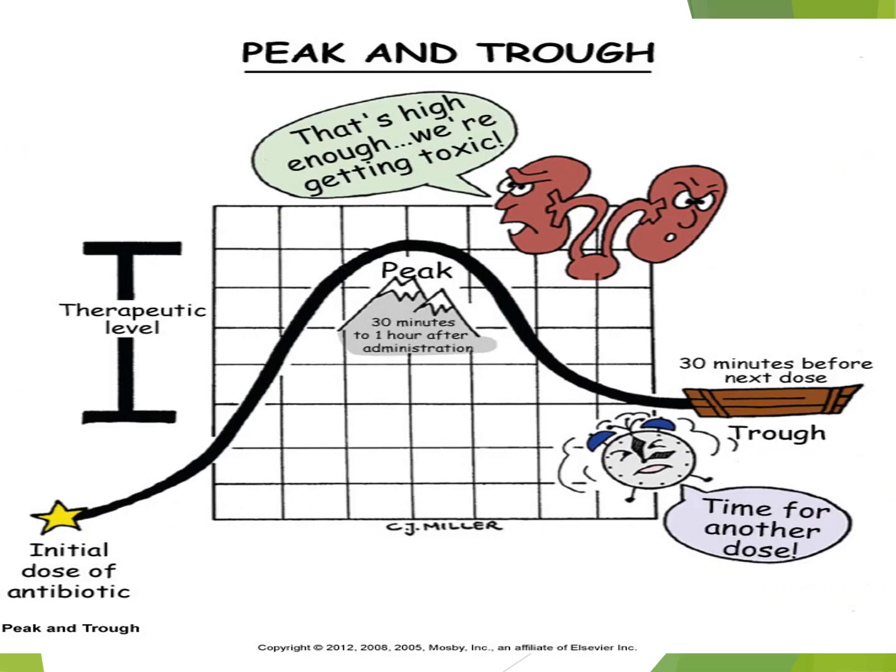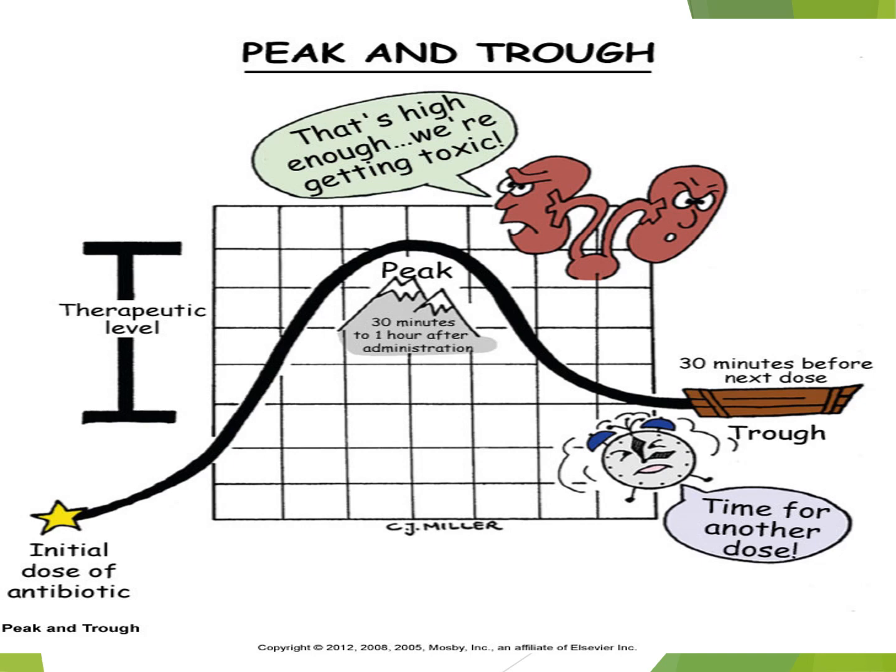Visualization of the peak and the trough, right? So again, we have that therapeutic level that we want to maintain with that initial dose of antibiotic. It's going to go to the peak. So the peak is 30 minutes to an hour after the administration. So we're looking at that therapeutic level. So that's high enough. We're getting close to toxic. And then the trough is 30 minutes before the next dose of medication.